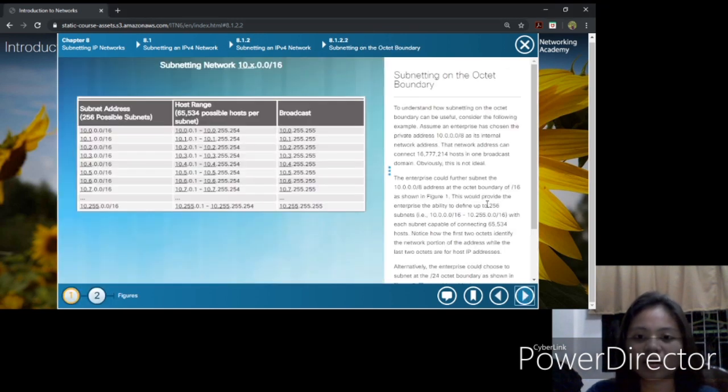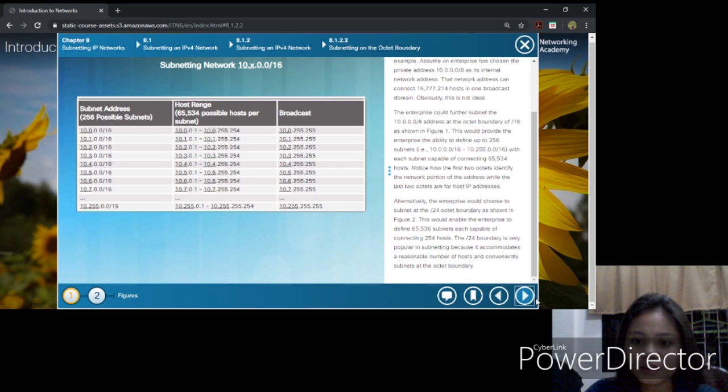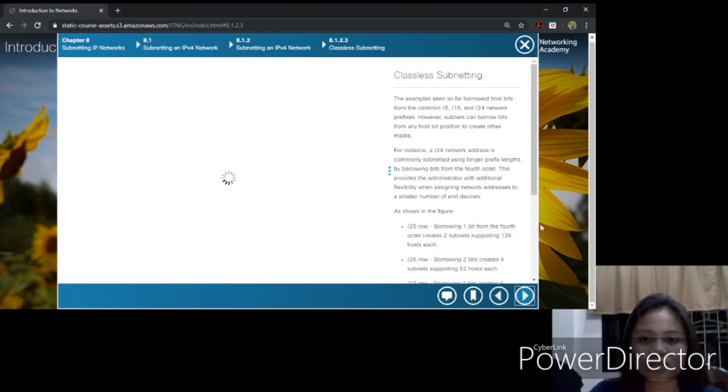Next is subnetting on the octet boundary. The network addresses can connect hosts in the broadcast domain, and this would provide the interface the ability to define up to 256 subnets. It considers the following boundary can be useful. It is popular in subnetting because it recommends a reasonable number of hosts and conventionally subnets on the octet boundary.